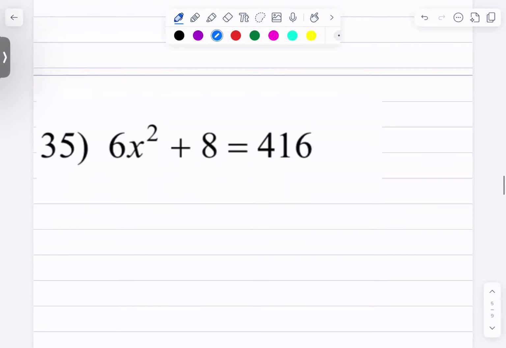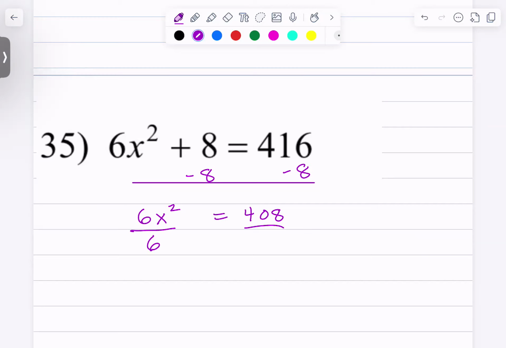How many variables do you see here? One, right? Just the x squared. Whenever we see just one variable, we could just solve it using the square root. Okay, so I'm going to solve it right here. Subtract 8, subtract 8. So we have 6x squared equals 408. Divide by 6, divide by 6.